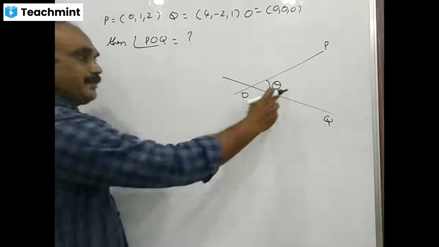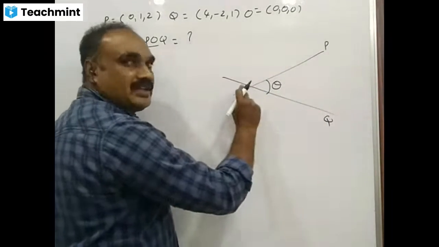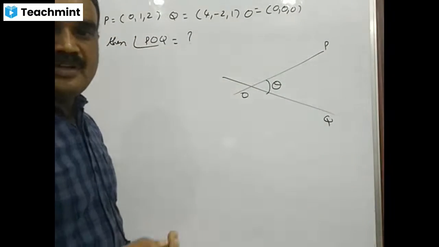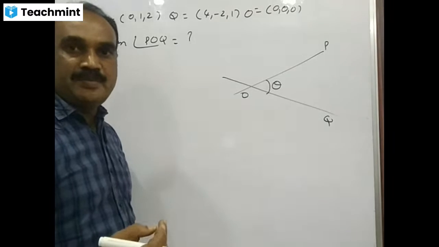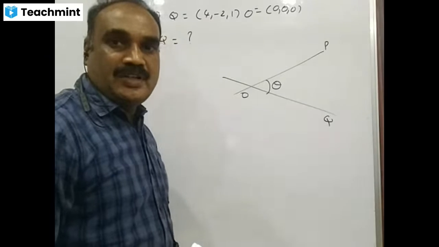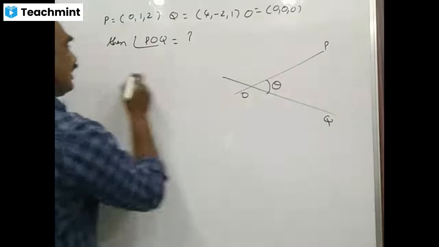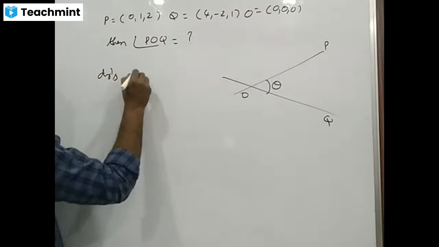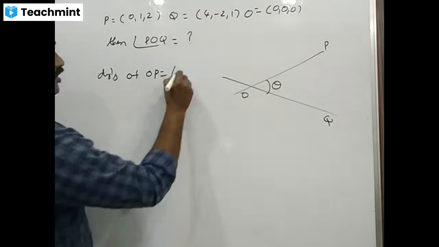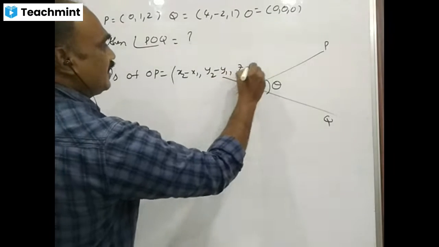So here theta is the angle between the lines OP and OQ. We should calculate direction ratios of OP and direction ratios of OQ. Angle between the lines formula: cos theta is equal to A1 A2 plus B1 B2 plus C1 C2 by root of A1 square plus B1 square plus C1 square into root of A2 square plus B2 square plus C2 square. So first calculate direction ratios of OP. Direction ratios formula: x2 minus x1, comma y2 minus y1, comma z2 minus z1.